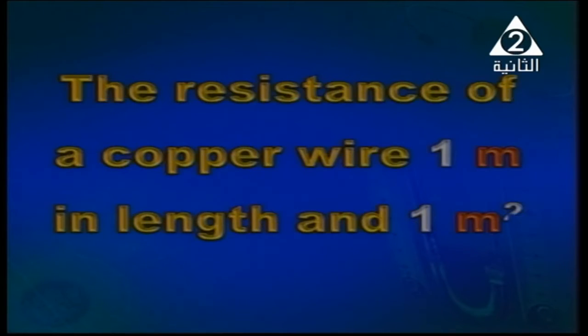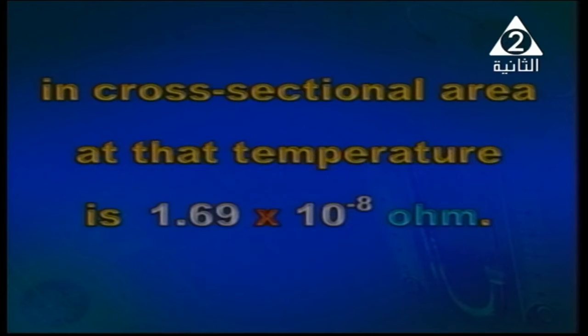It means the resistance of a copper wire, 1 meter in length and 1 meter squared in cross-sectional area at that temperature, is equal to 1.69 times 10 to the power of negative 8 ohm.